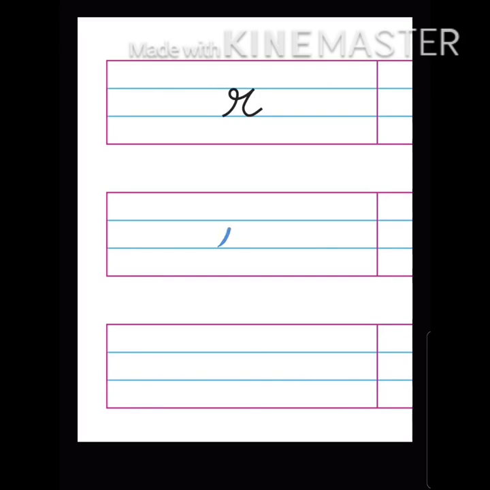I go up to the second line in a slanting way, make a loop, touch the second line again, come down in a curve to the third line and a small cake in the right.